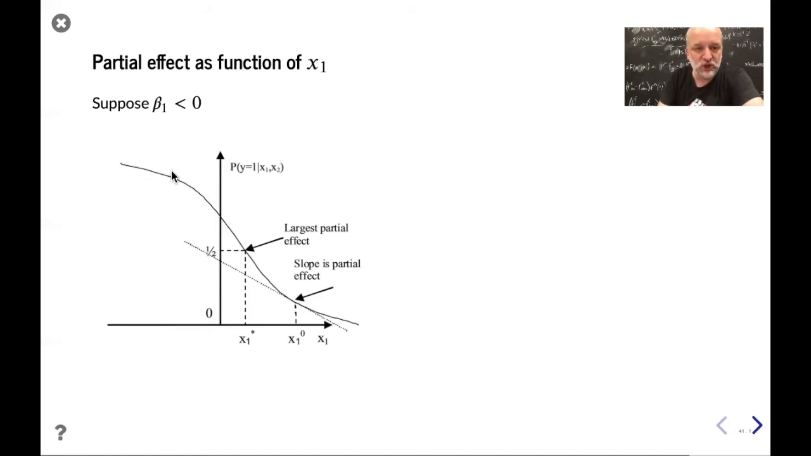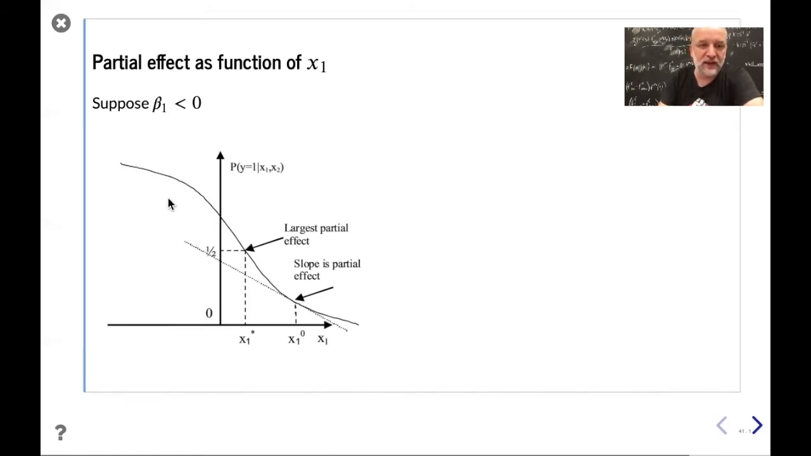Up here, the partial effect is very small. In fact, if this was a CDF approaching zero, then for large values of X the partial effect is going to be zero. For very small values of X, the partial effect is going to be zero as well, because you're so far away from being on the margin of going from zero to one. That makes a lot of sense, right?